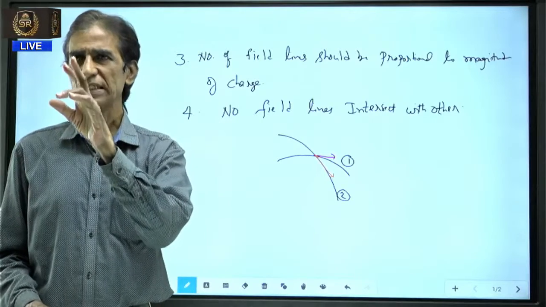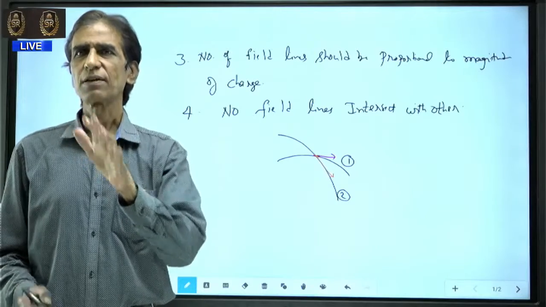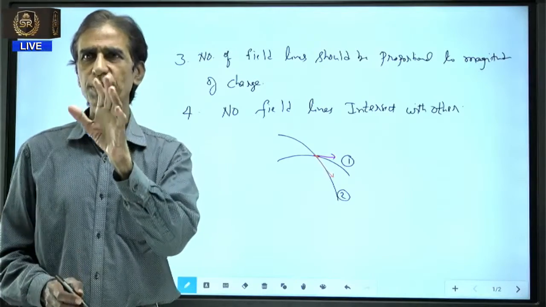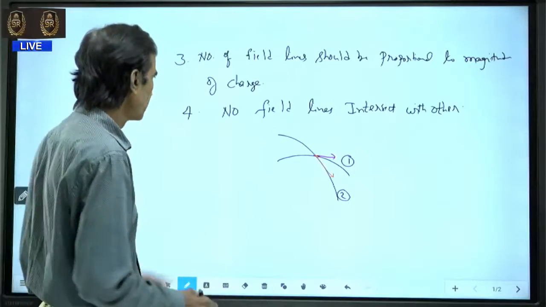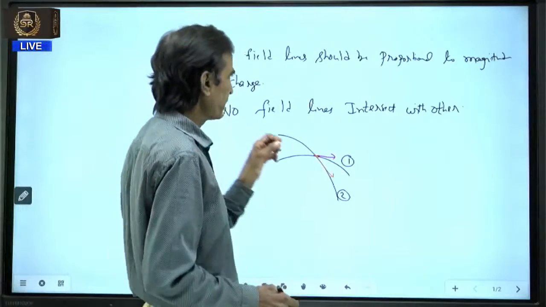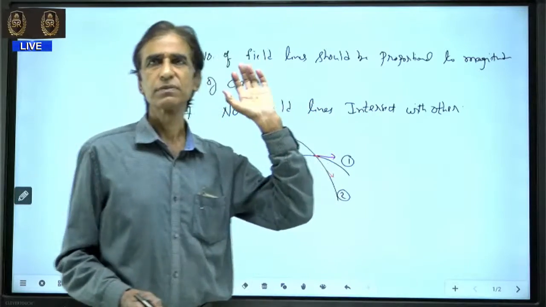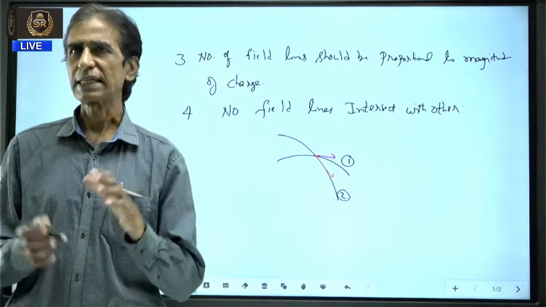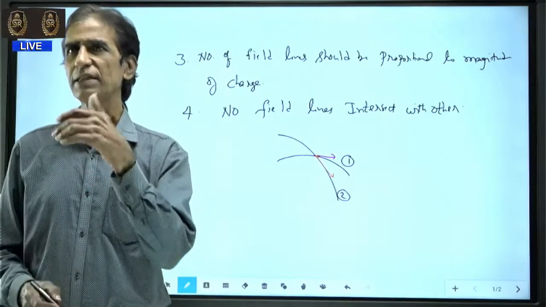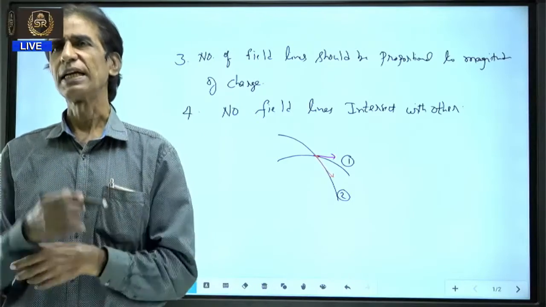Two intersecting lines would indicate two directions for the electric field at that point, which is not possible. So that is our fourth rule: no field lines intersect with each other. They are the rules that you have to follow when you are drawing the field lines.